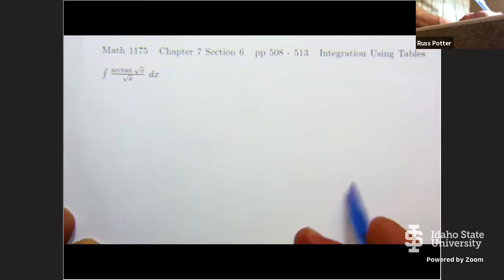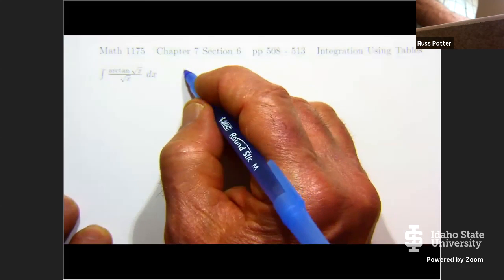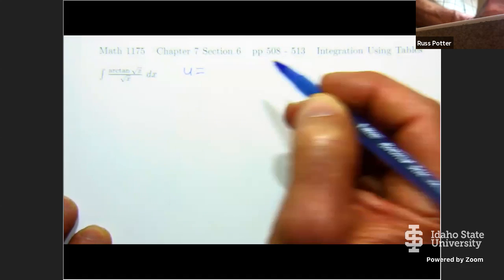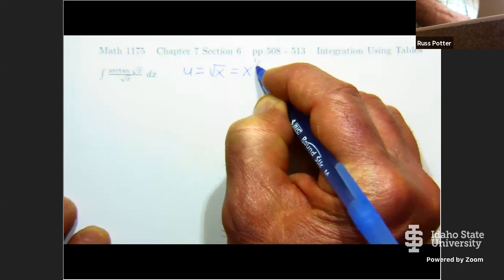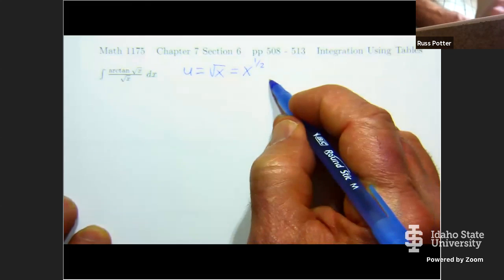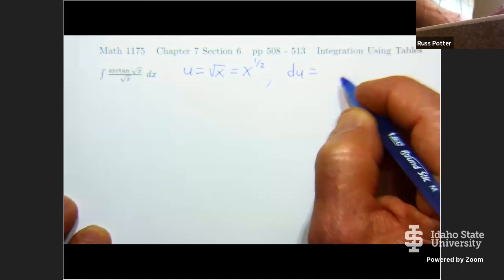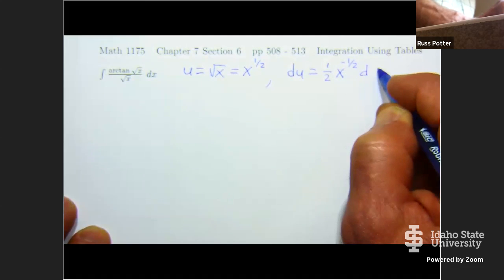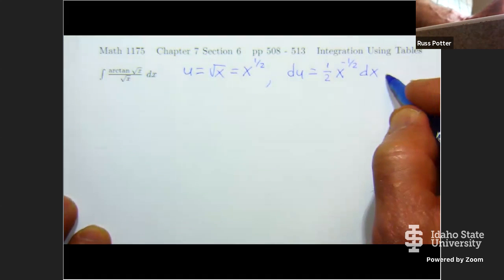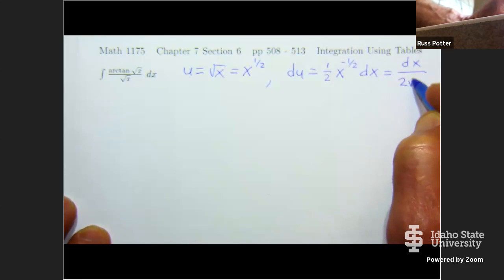Arctangent is the same function as the inverse tangent. So it looks like an obvious substitution is u equals the square root of x, which is x to the 1/2, if that helps. And then du is 1/2 times x to the negative 1/2 dx, which is dx over 2 times the square root of x.